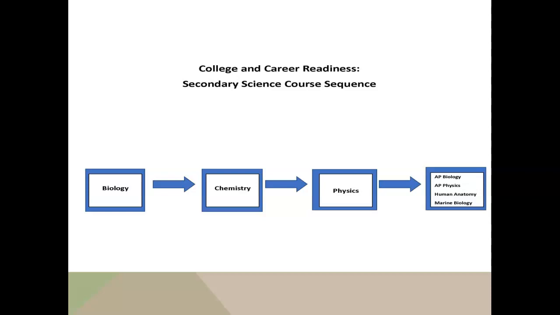Okay, so this is our science sequence. Students may opt to take human anatomy or marine biology simultaneously with chemistry, and chemistry is the course that's required before graduation. So typically the sequence is biology freshman year, chemistry during sophomore year, and physics during their junior year. And then senior year, students can take another science.